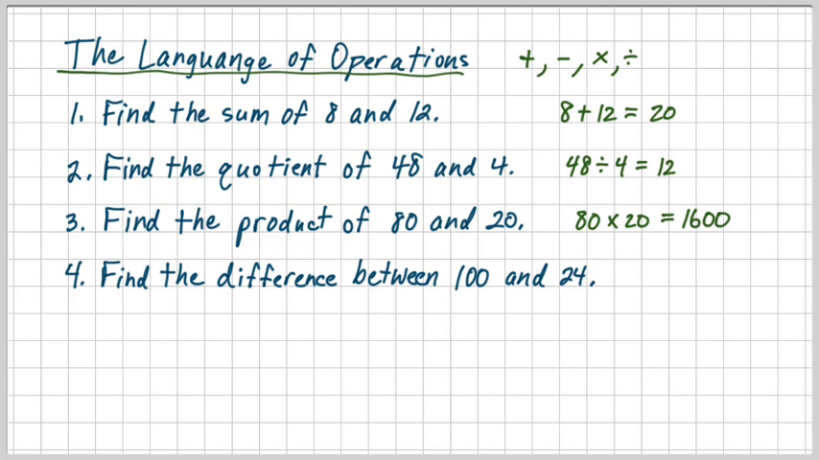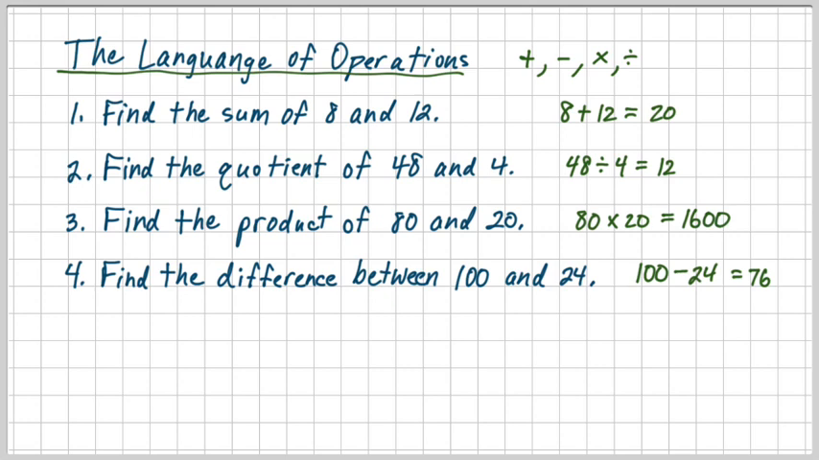On number 4, you're going to find the difference. The difference between two numbers you're going to subtract. So this is 100 minus 24. So think of it as a dollar minus 24 cents. Hopefully you can do that in your head. You get 76 cents, or 76 is our answer here.